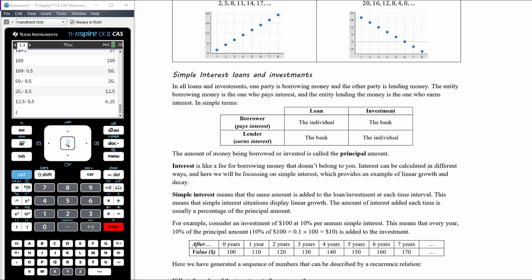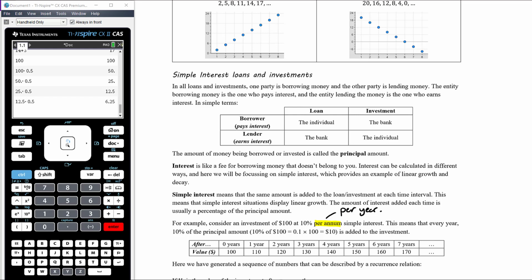So for example, if we have an investment of $100 at 10% per annum simple interest, so per annum is per year, okay, so the time period we're dealing in here is in years. Every year the simple interest is added to the account. So this means that every year 10% of the principal amount is added to the investment. So when it's simple interest, it's always the percentage of the principal amount, which is why it doesn't change.